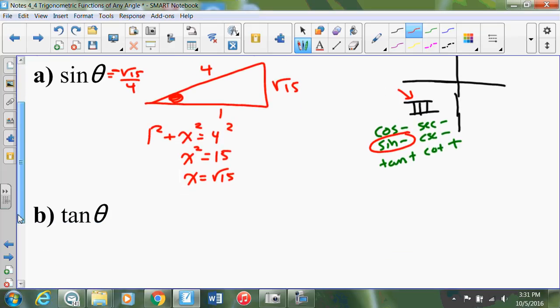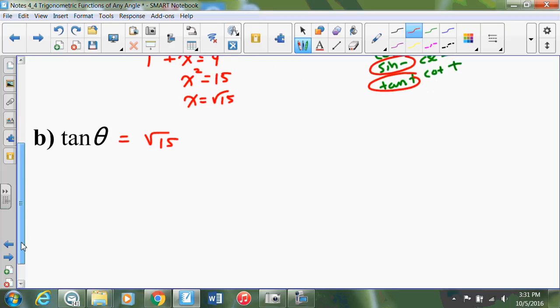We're still looking at the same triangle. So tan is opposite over adjacent. So that's going to be the root 15 over 1, which is just root 15. And then we have to remind ourselves we are in the third quadrant where tan is positive, so we don't need to change a thing. Root 15 is our answer.